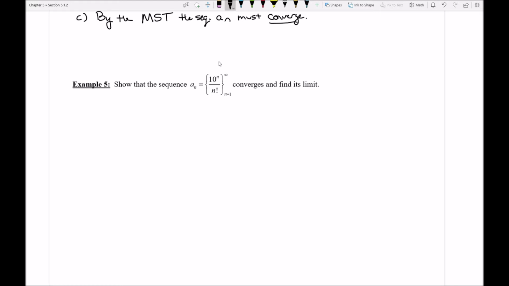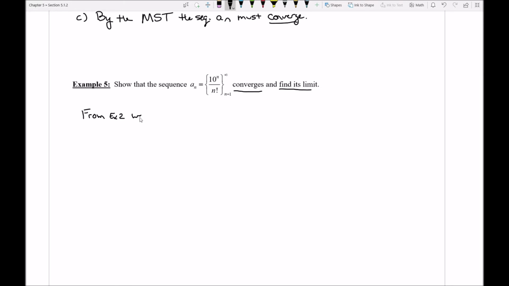Well, notice then that this problem is being broken apart into two different pieces. Convince me that the sequence converges, find its limit. So let's start with the first part. Does the sequence converge? Well, let's recap what we know from example 2.